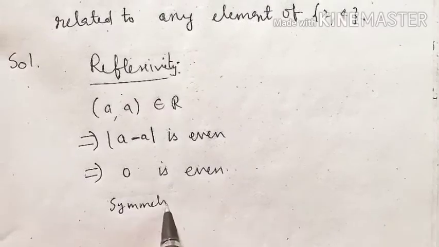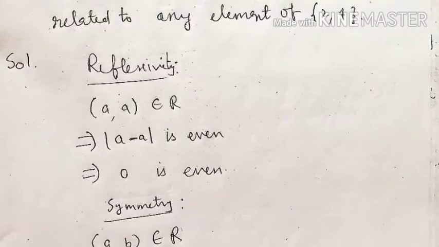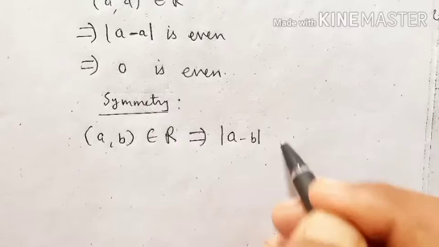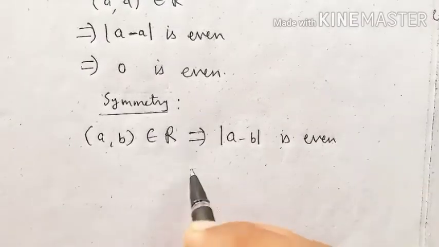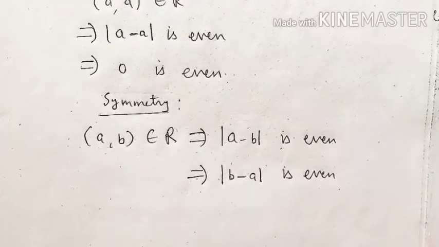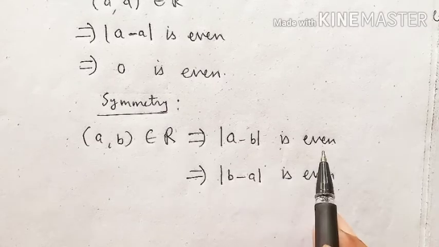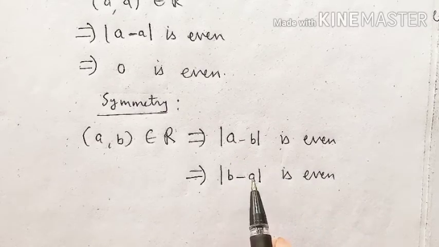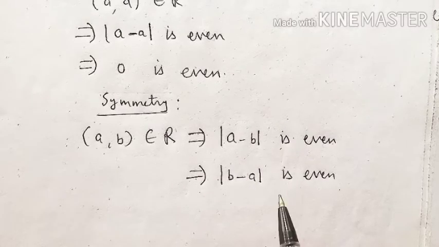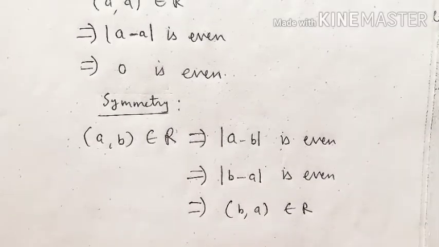Now take symmetry. Here we take (a, b) belongs to R. Then we have to show that (b, a) belongs to R. This implies that mod a minus b is even according to the relation. This implies that mod b minus a is even. This is also true. Suppose we take 4, 2. Then mod 4 minus 2 is 2, which is even. If we take 2 minus 4, then mod of minus 2 is 2, which is also even. So we can say that (b, a) belongs to R.